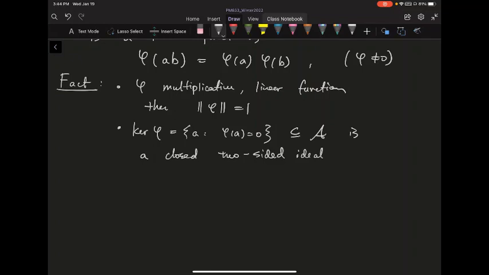So why is a two-sided ideal? Well, when you multiply something on the left or on the right, the phi of that value, because phi is 0 and phi is multiplicative, you have that it is still inside the kernel. So this is going to be an ideal.